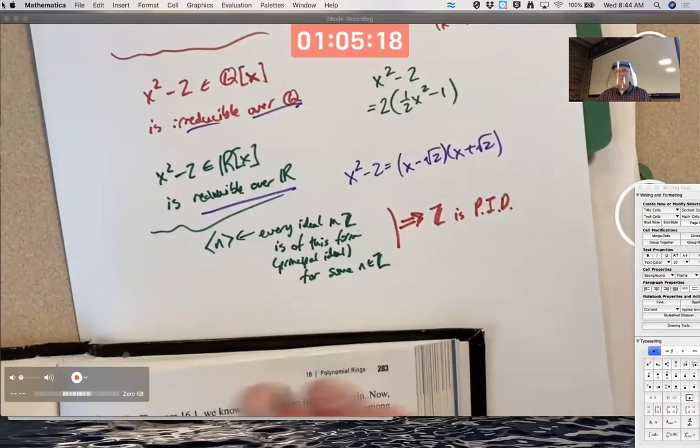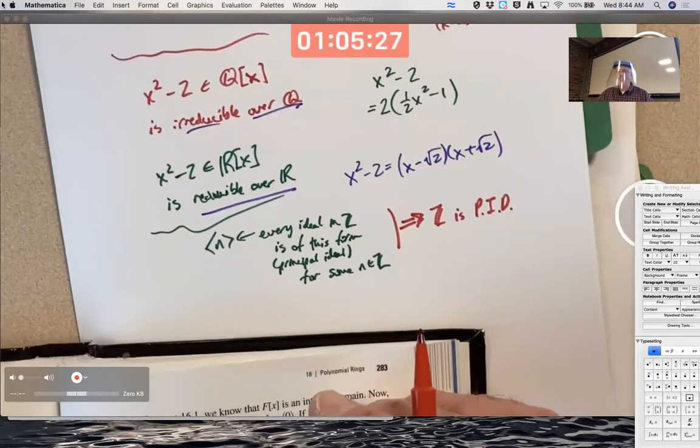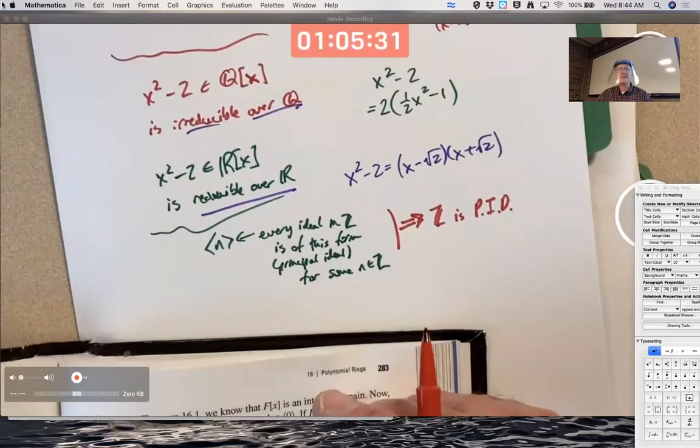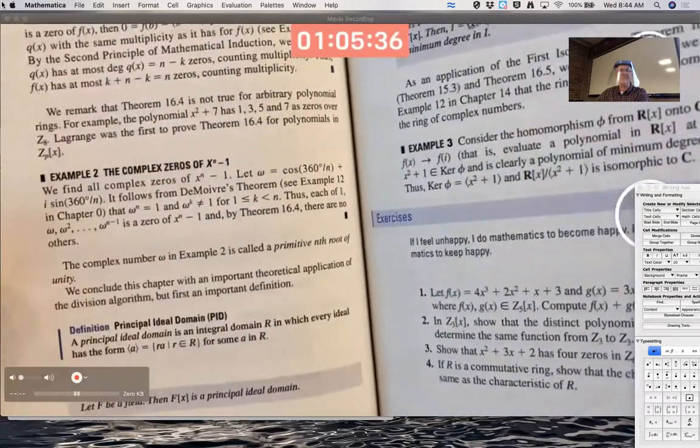Again, the underlying goal here is just as cyclic groups are the simplest kinds of groups, they help us think about more complicated kinds of groups. Analogously, principal ideal domains are the simplest kinds of rings. They're analogous to cyclic groups.